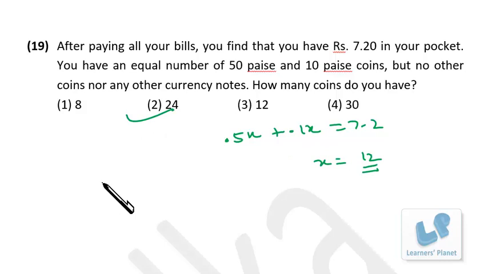Okay, even you can go by the backward approach as well. So suppose 8 is the correct answer, so 4 and 4. So this is 2 rupees and this is 40 paisa. But we want the total to be 7.2, so it's incorrect. Similarly, you can check the remaining options. Okay, and even if you make the equation, that is also pretty simple.